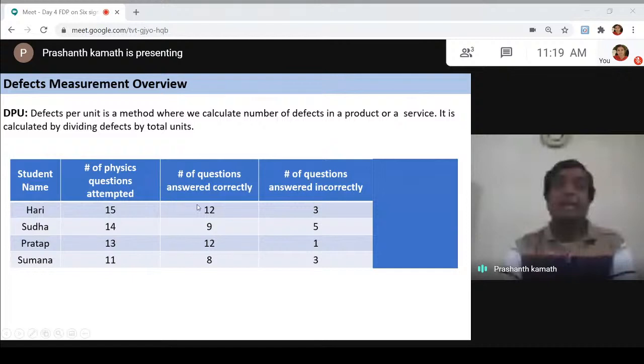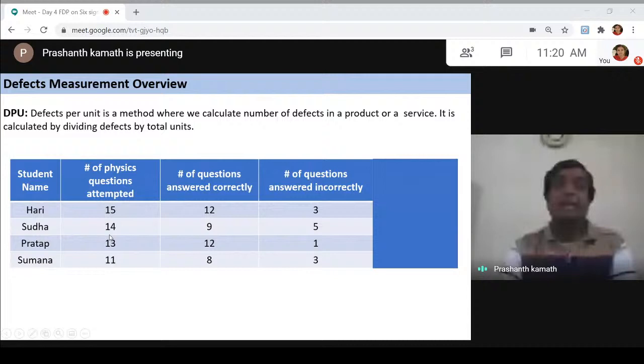Which means the difference of this are the ones which they answered incorrectly. Like Hari answered 3 of them wrong. Sudha got 5 questions incorrect. Pratap got just 1 incorrect. And Sumana got 3 incorrect. Right? Now you have to calculate DPU, defects per unit. So what will be the defect here? Obviously the questions answered incorrectly are the defects. But how many units? Out of how many they have answered few questions incorrectly? That is nothing but the questions that they have attempted. Hari attempted 15, he got 3 of them wrong.